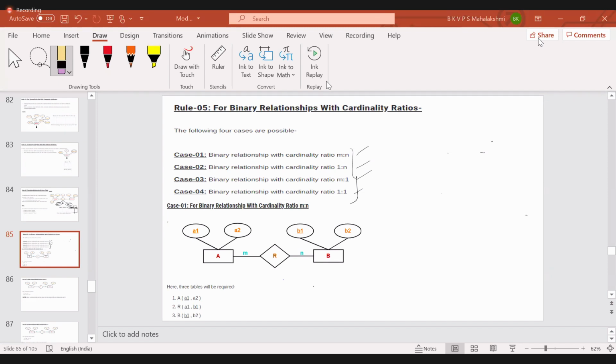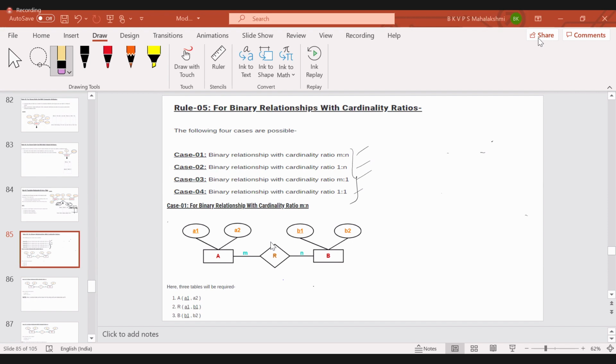Yes or no? Is it having the attributes? Yes, ma'am. No, for R I'm asking, does R have any of the attributes? No, ma'am. Right? So that is what it will just have in that particular table. It will just have the primary keys: the entity A's primary key and the entity B's primary key.